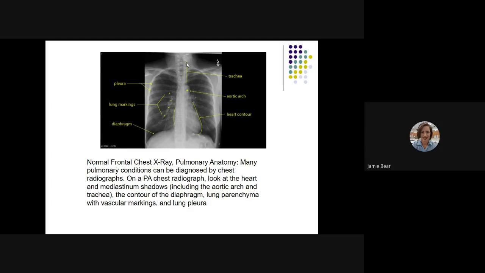Okay, so here's a great picture of the trachea. If you can see this mark here, this is approximately T4, where you can see the left and the right main stem bronchi coming down. This knob here is the aortic arch. Here's the heart contour. Here are different lung markings, and it's really important that we see different markings in the lung. Here's the diaphragm, and here's a good picture of the costophrenic angles. And then here is the pleural space, or the pleura itself.